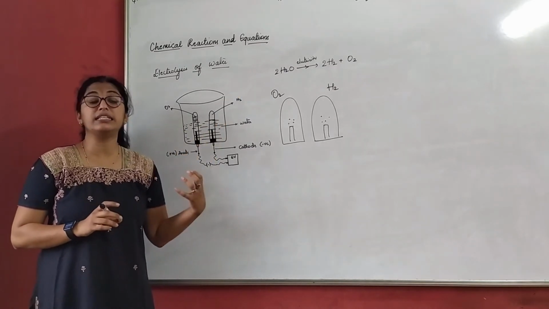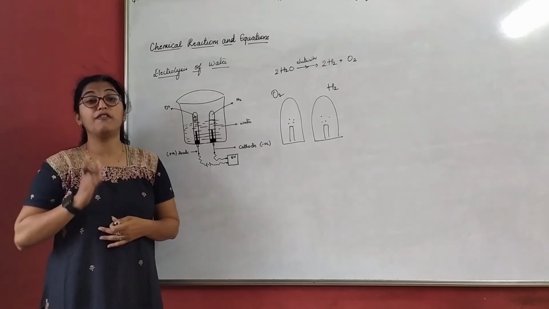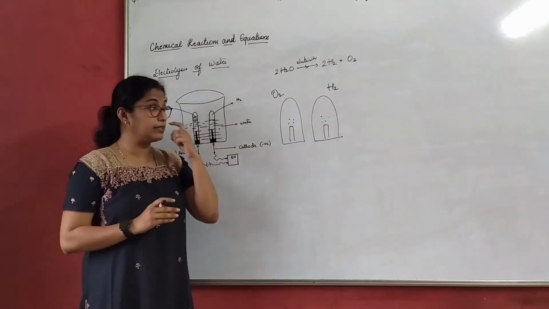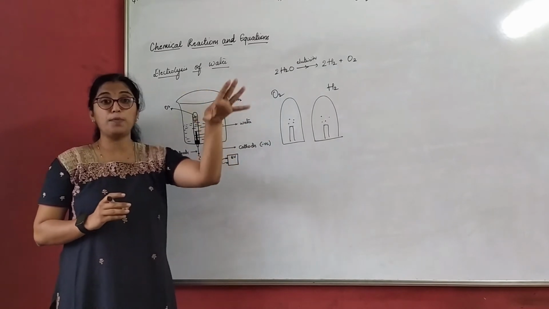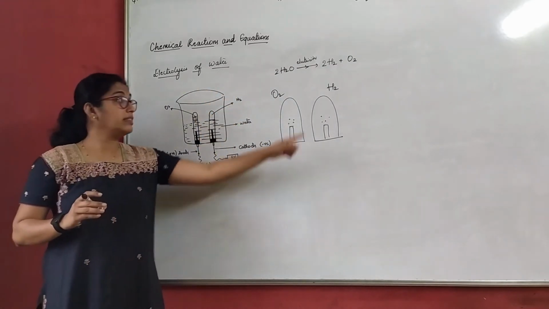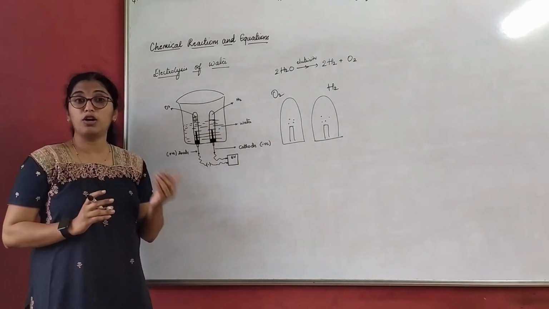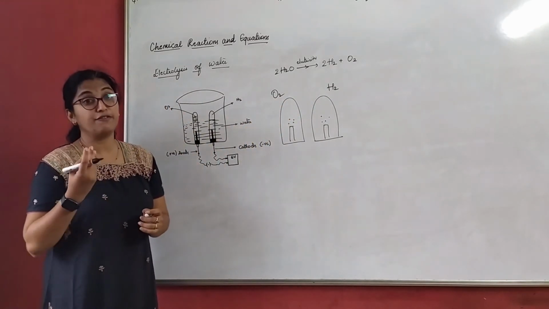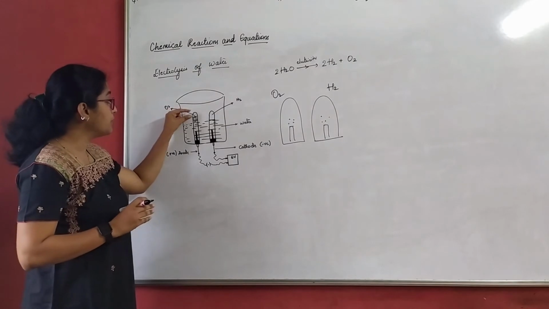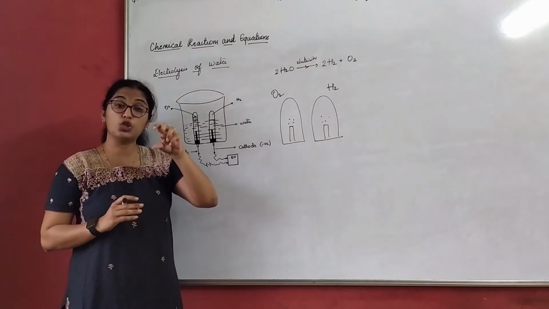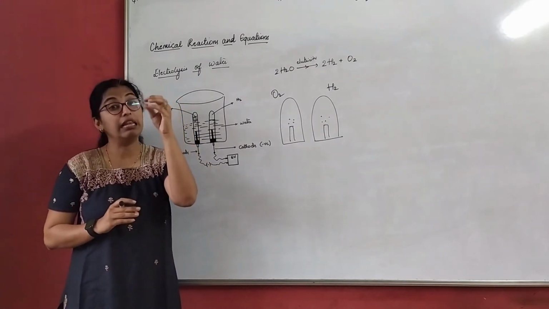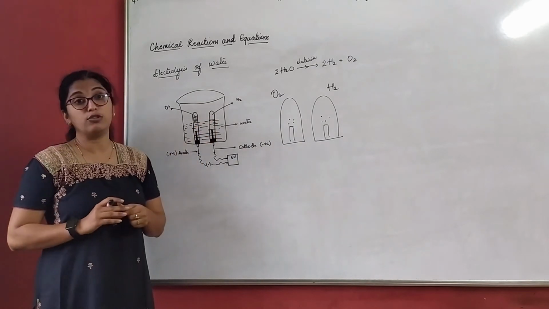We have another test. How do you check the presence of hydrogen gas? I'll come to that later. Since there is a pop sound there, we confirm that the liberated gas in this test tube is hydrogen, then this has to be oxygen. And apart from that, the amount of gas collected in the test tube with oxygen is lesser compared to hydrogen.